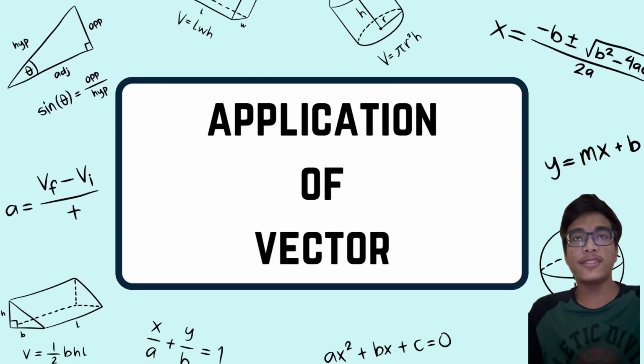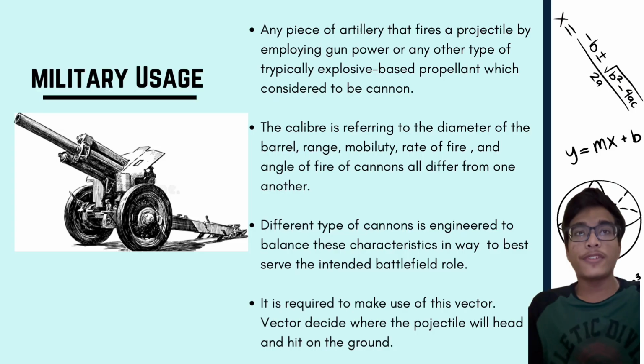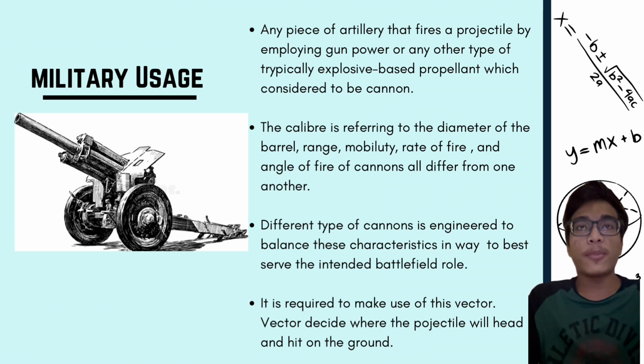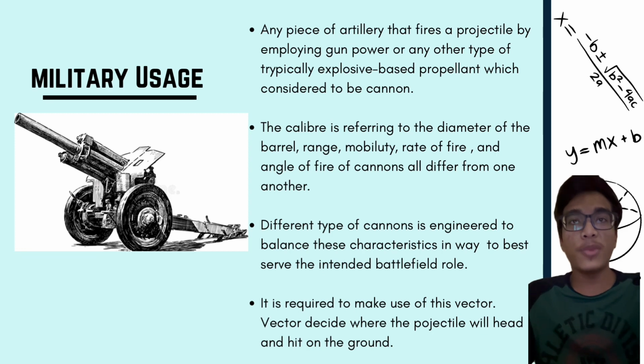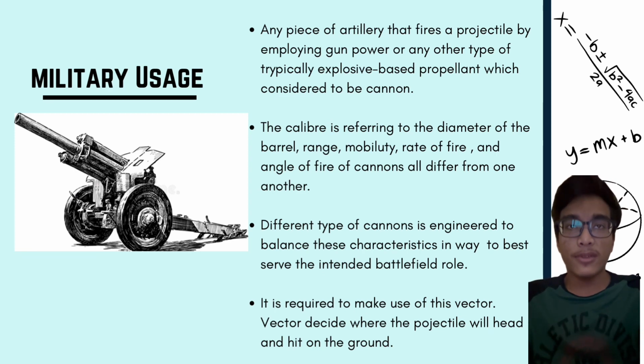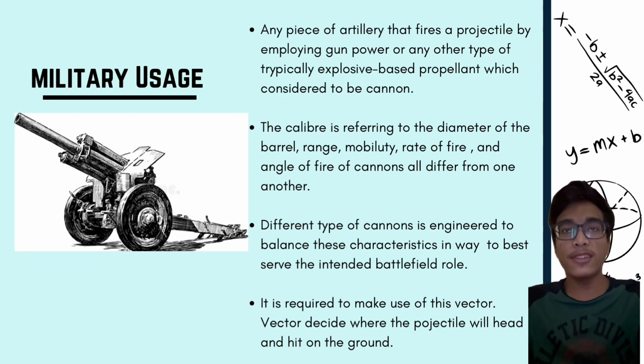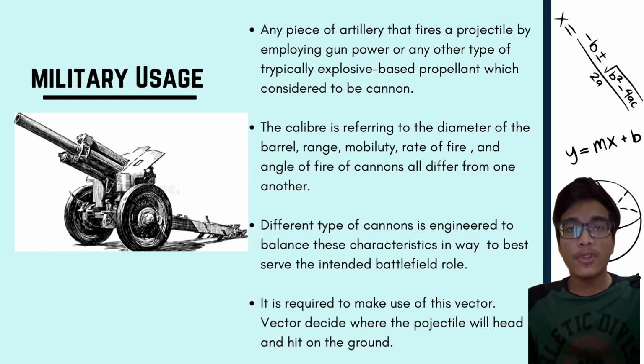Okay, next is application of the vector. First of all is military usage. Any piece of artillery that fires projectiles by employing gunpowder or any other type of typically explosive-based propellant is considered to be a cannon. The caliber refers to the diameter of the barrel. Range, mobility, rate of fire, and angle of fire: cannons all differ from one another. Different types of cannon are engineered to balance these characteristics in a way to best serve the intended battlefield role. It is required to make use of vectors, which decide where the projectile will head and land on the ground.